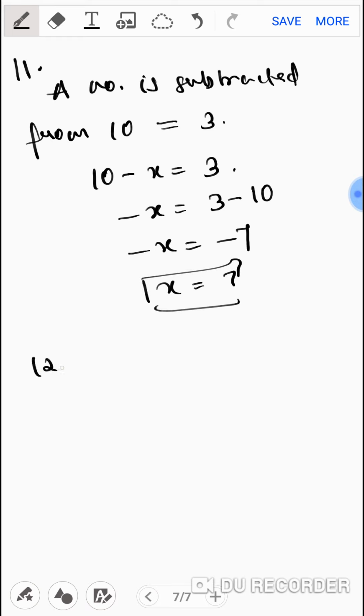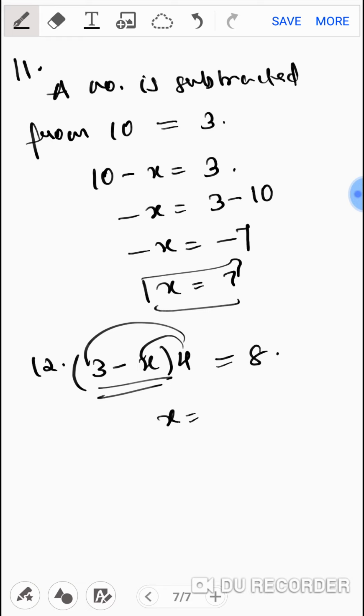Again, same. A number is subtracted from 3, so 3 minus x. And the whole is multiplied by 4 and the result is 8. You have to solve this equation, get the value of x. My dear kids, you have to open the brackets and then multiply. Then take 3 over that side into subtraction. You will get the answer.